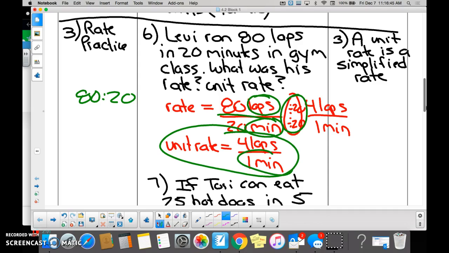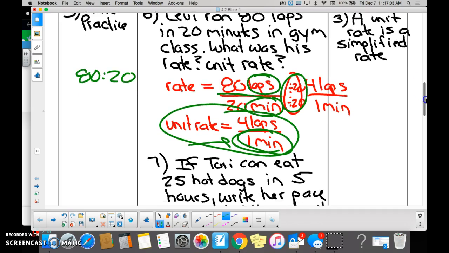And we know this is a unit rate because why? Why is that a unit rate, Rayanne? Why is 4 laps to 1 minute the unit rate for Levi's running? Because the quantity of 1 on the bottom. The last number, the bottom number, is always 1.